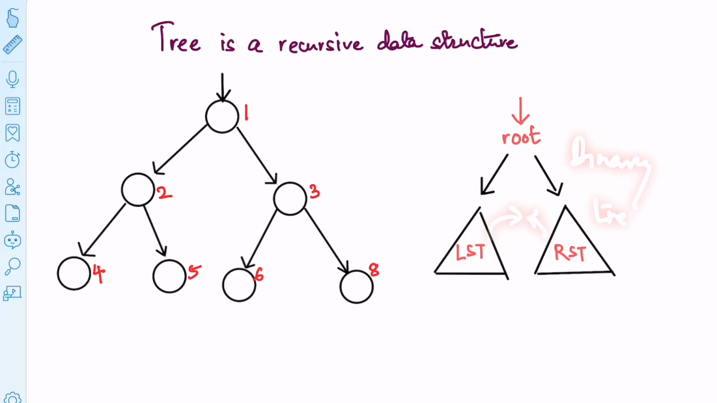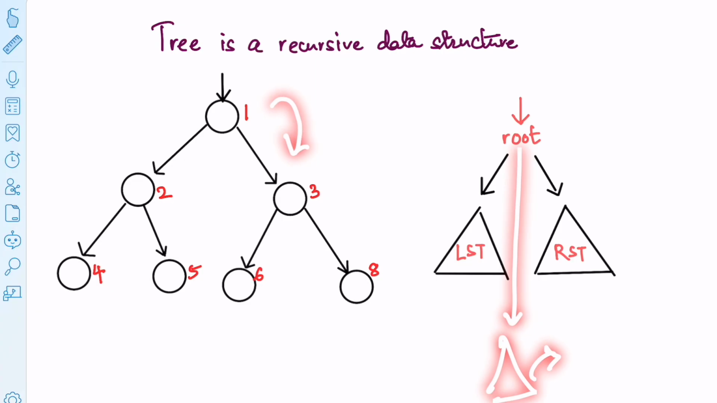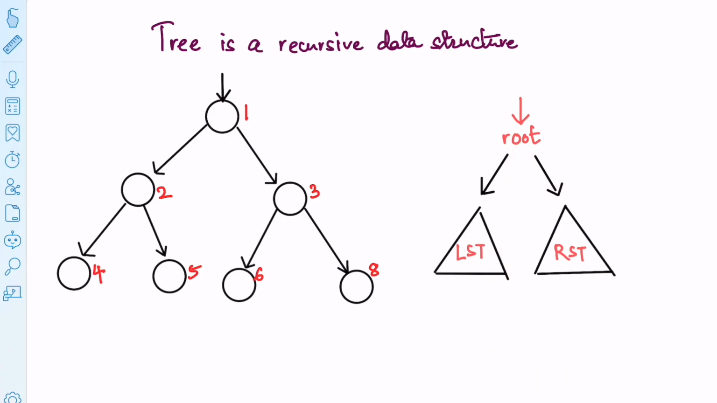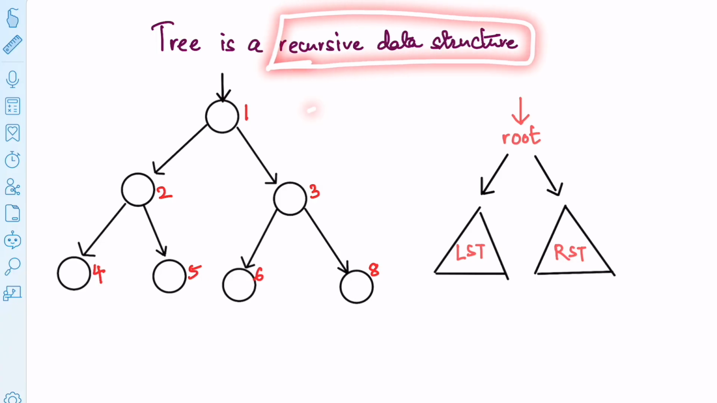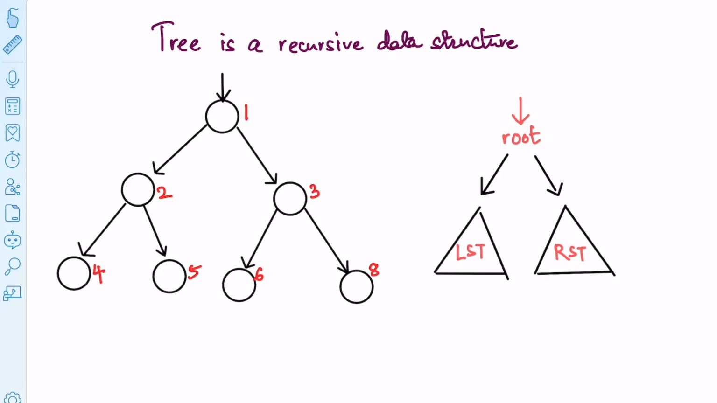Now, in case the tree is not a binary tree, then we might have one more subtree here, but you get the idea. Any children of a particular node will create their own subtree. That's why all of this is called a recursive data structure. We will use this property of a recursive data structure very intensively while we solve tree problems.